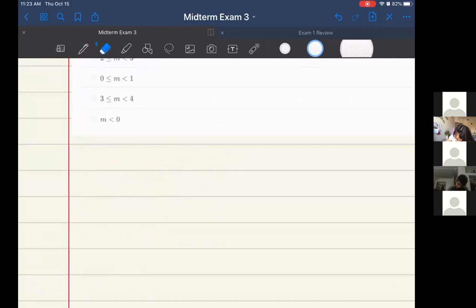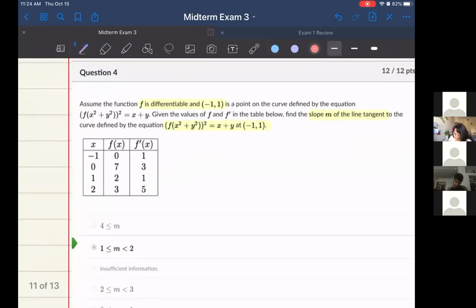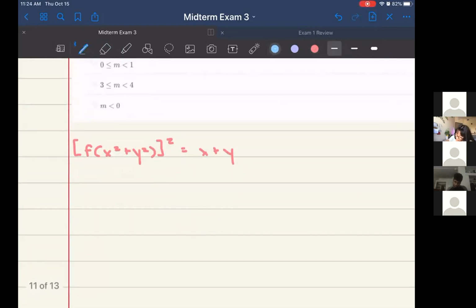Sorry, let me rewrite this. So it's going to be f of (x squared plus y squared), all of it squared, equal to x plus y. Correct? Correct. All right, now for the derivative.